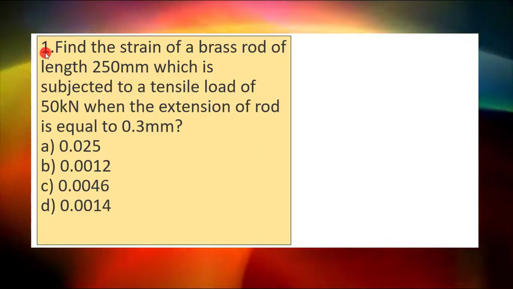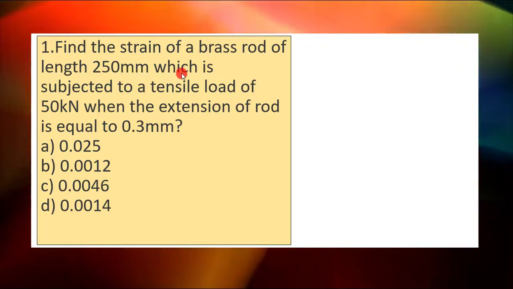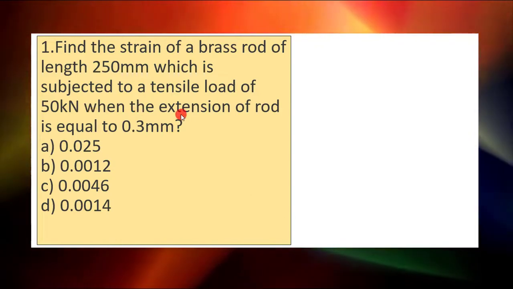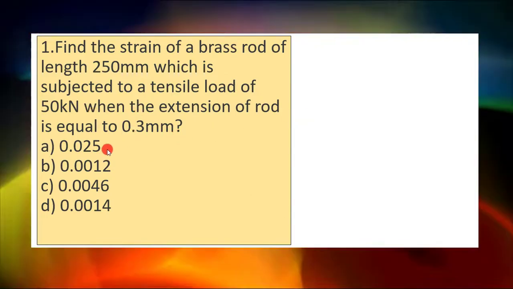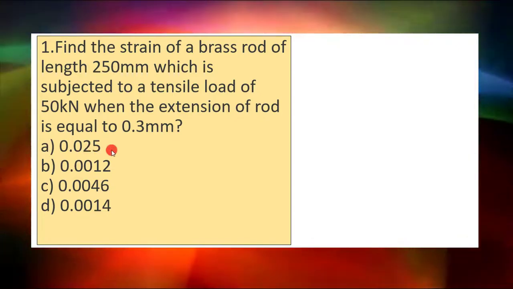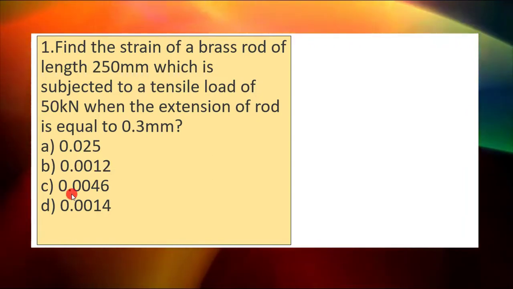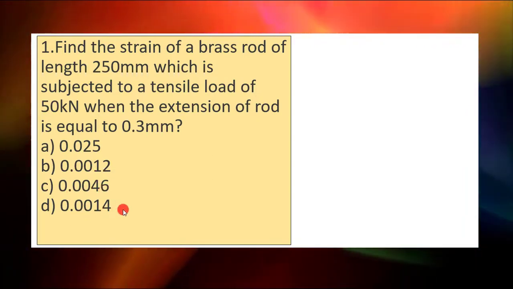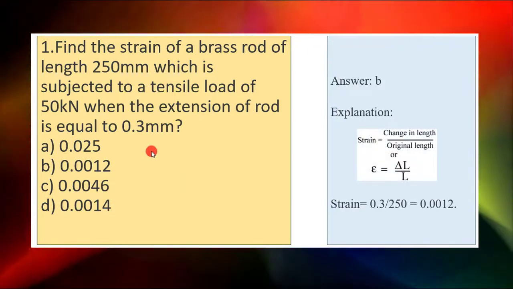Okay, the first question is: find the strain of a brass rod of length 250 mm which is subjected to a tensile load of 50 kN when the extension of the rod is equal to 0.3 millimeters. The four options are: option A 0.025, option B 0.0012, option C 0.0046, and option D 0.0014. Friends, the right answer is option B.